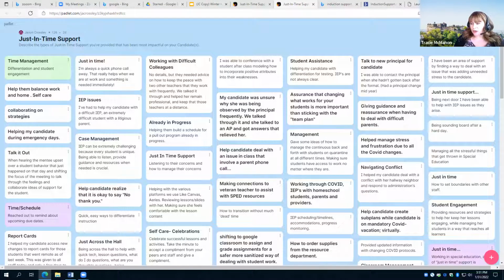So I'm going to put it in the chat right now. If you guys could just jump on this Padlet, it says describe the types of just-in-time support you've provided that have been most impactful to your candidates. Okay. So I put the Padlet in, and just write something. And of course, look at what other people have had to say as well. And everyone just get on there and give us some of your thoughts about just-in-time support.